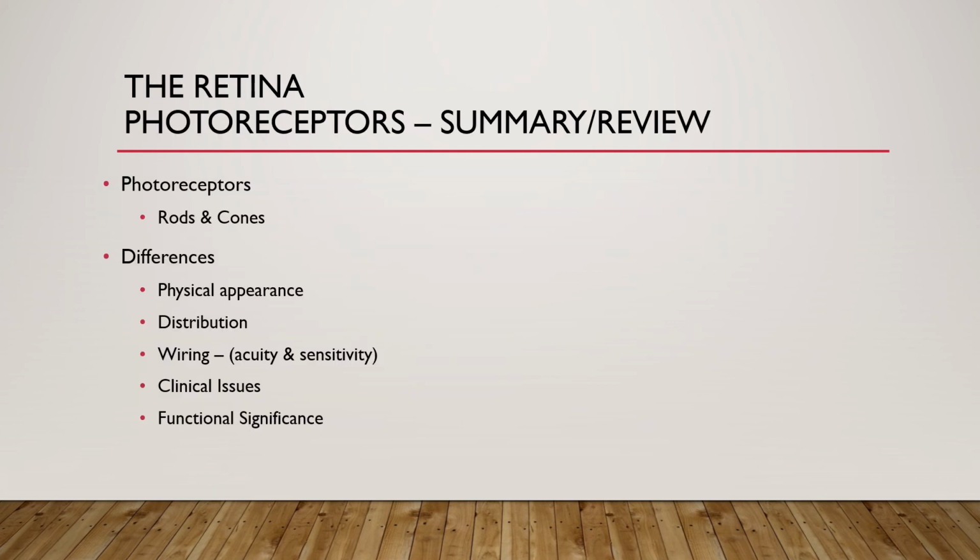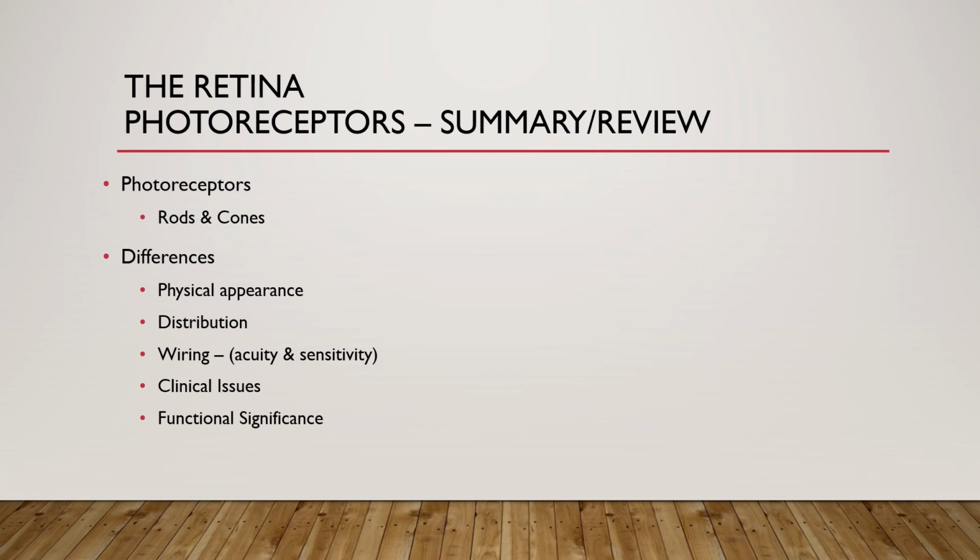In this review of the photoreceptors, of course, I've put this up here a few times now, the differences between the rods and the cones are a kind of summary. We have differences in physical appearance. They're different in how they are distributed across the retina. They are different in their wiring to the brain, which explains the differences in acuity and differences in sensitivity to dim light between the cones and the rods.